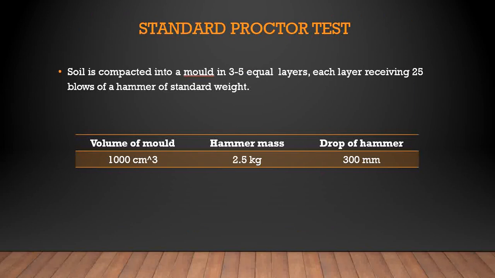Okay, so we will see the test procedure. About 30 Newton of air-dried soil passing a 20 mm sieve is taken. Then a reasonable amount of water is added to the soil and it is thoroughly mixed. Then the mold is filled with this moist soil in 3 equal layers to give a total compacted depth of 130 mm, and each layer is compacted by giving 25 blows.